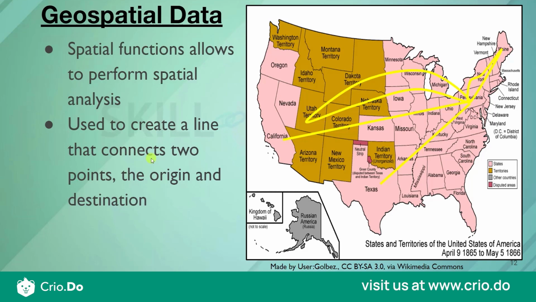These geospatial visualizations highlight the physical connections between two data points. You can create a line to connect these two data points. Just say one is the origin and one is the destination.